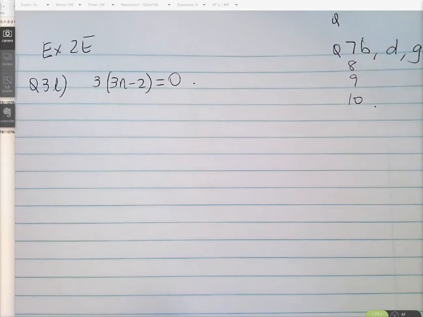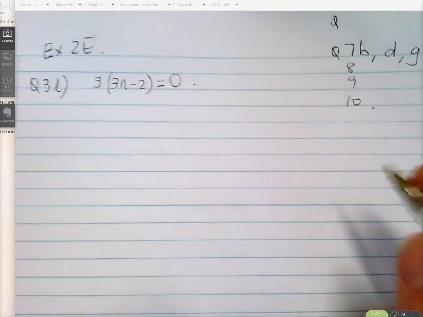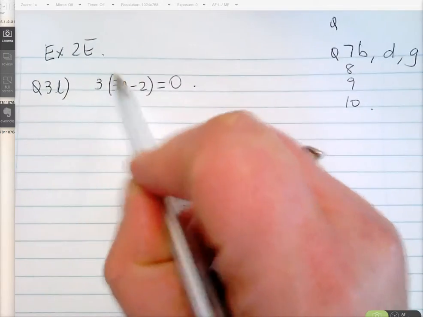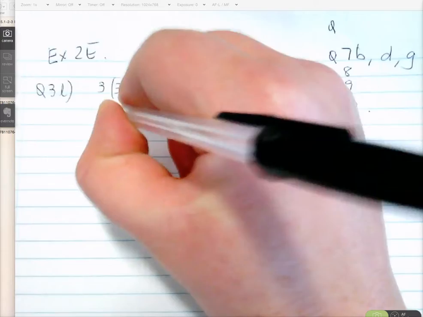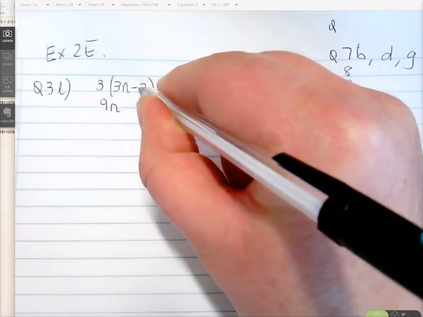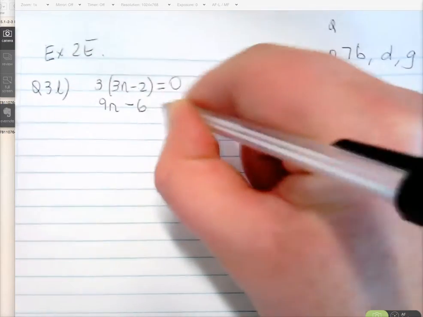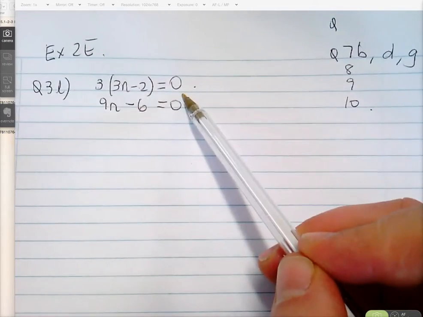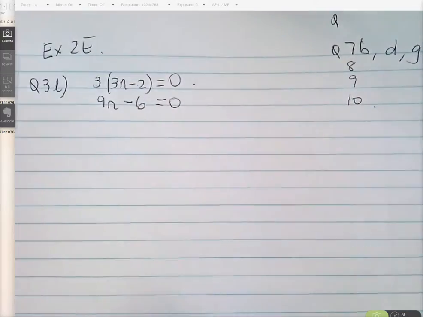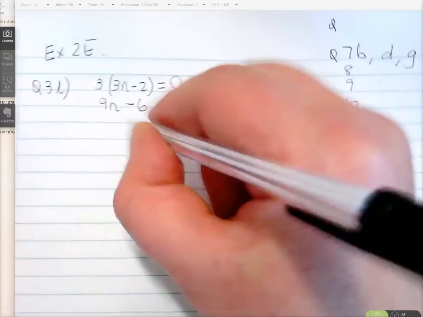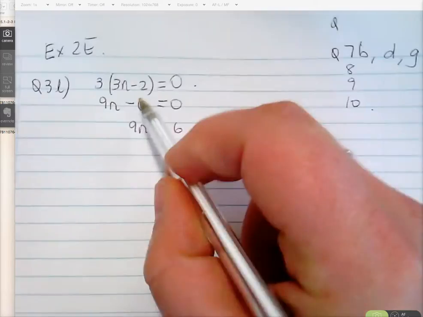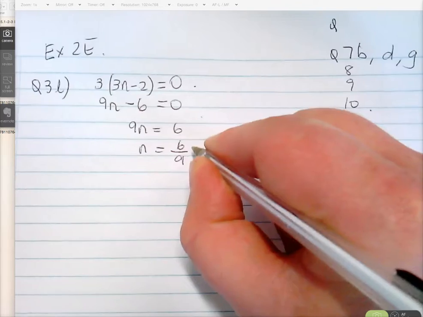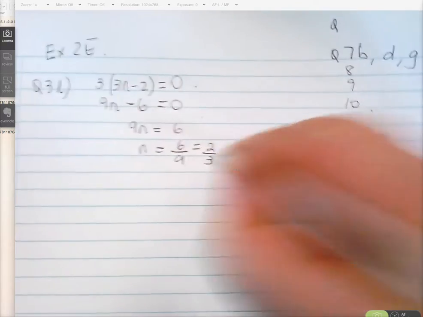Just going through some questions in exercise 2E, solving equations with brackets and pronumerals on both sides. So it's 3 times 3n is 9n. 3 times negative 2 is negative 6 equals 0. Look, there is another way that you can do it by dividing by 3, but we're just going to leave that at the moment. All right, so 9n equals 6. So therefore n is 6 divided by 9, which is 2/3 if you simplify.